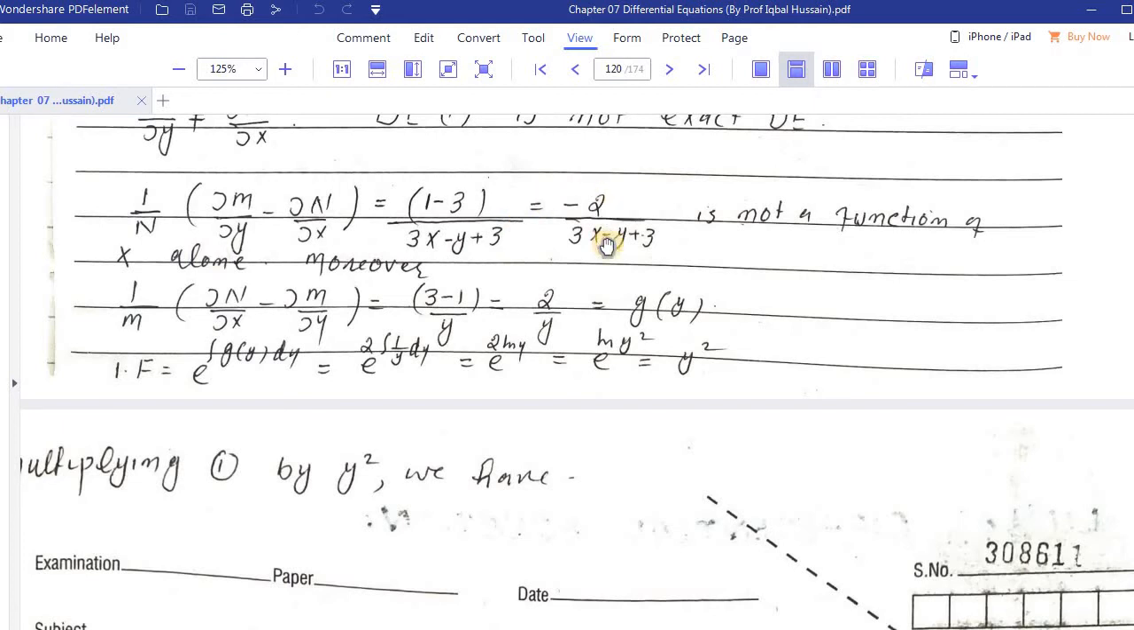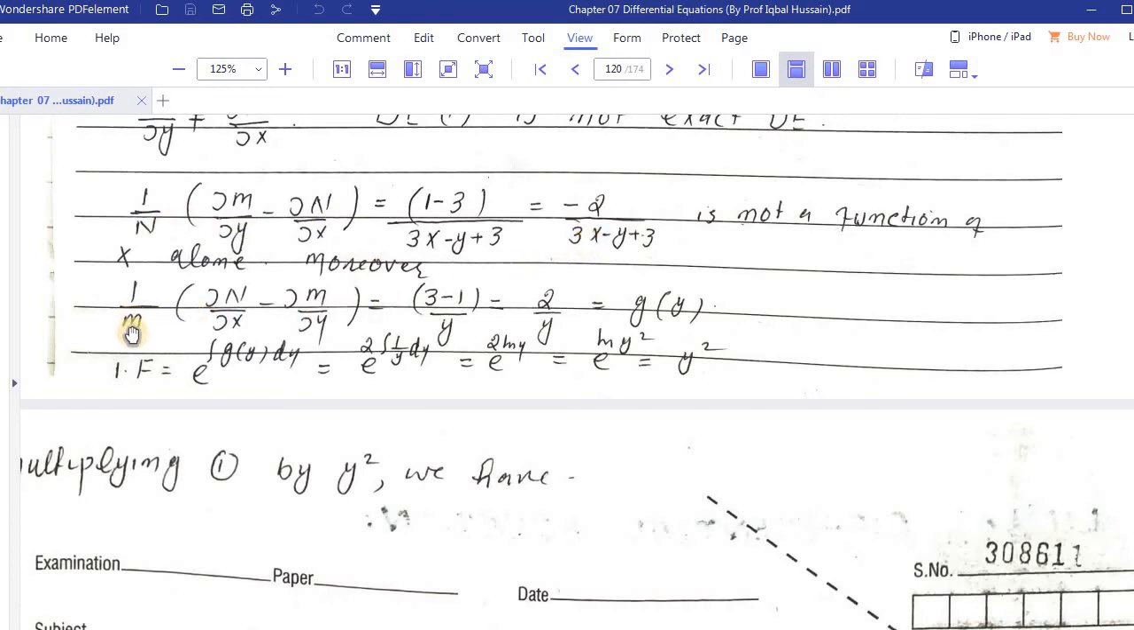This is neither a function of x nor a function of y alone, so we will ignore the third rule to find the integrating factor. In the third rule, we have a result which is not a function of either x or y alone, so we will ignore the third rule.